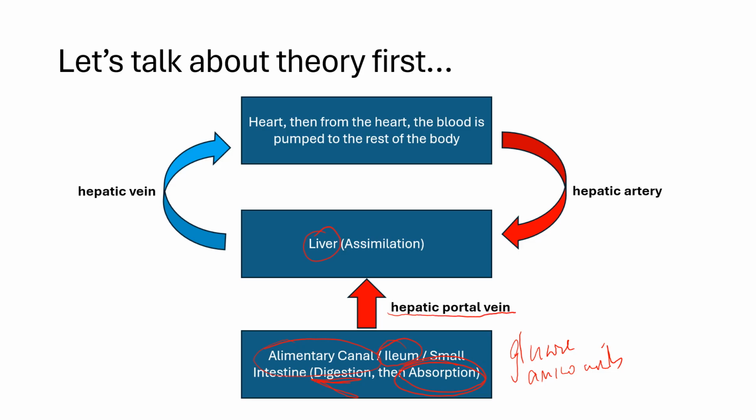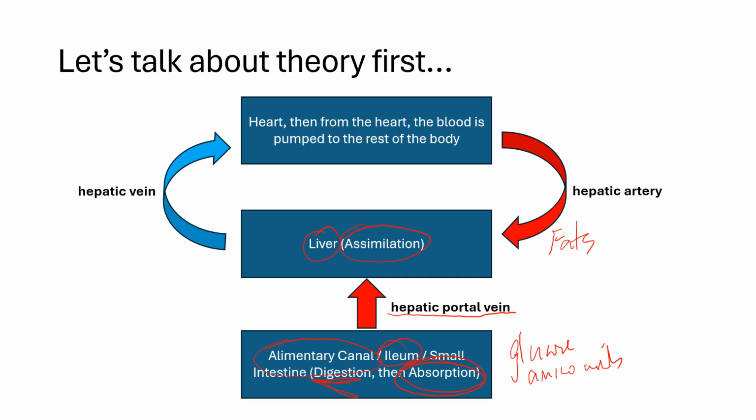The hepatic portal vein will bring the absorbed glucose from the small intestine to the liver, where it is going to be assimilated. So what is assimilation? Assimilation generally means what the liver is going to do with the glucose, amino acids, and fats. Is the liver going to use them, or is the liver going to send them out, and so on? Basically everything goes to the liver. For fats, they enter via the hepatic artery.